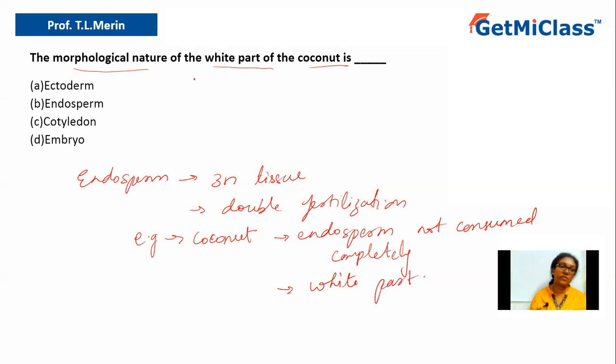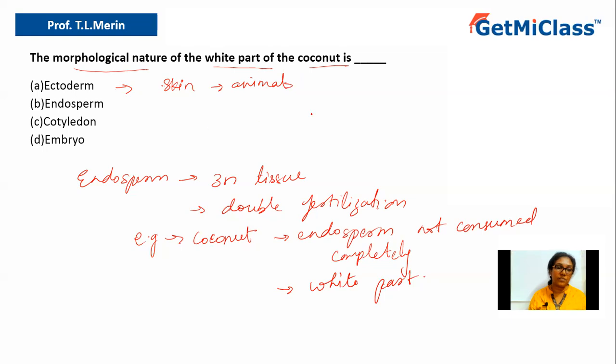Okay, so let us look at the options. Option A says ectoderm, which is ruled out because ectoderm is nothing but the layer of the embryo which gives rise to skin. This is the embryological stage in the case of animals, which will give rise to the skin. Hence it is ruled out.